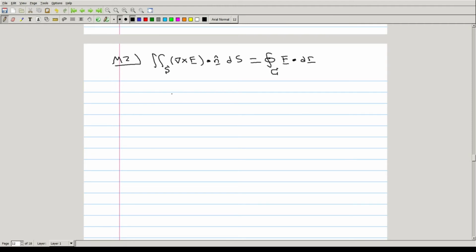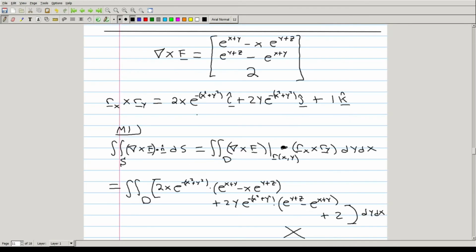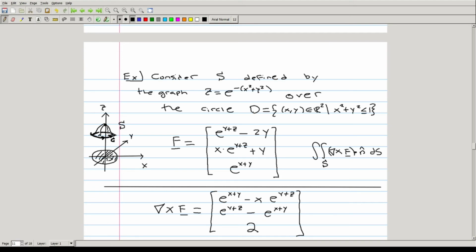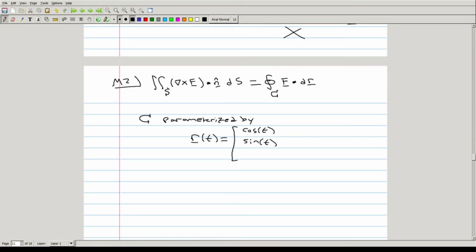Specifically, we know that this bounding curve, C, is parameterized by R of t equal to cosine t for the x-coordinate in the curve, sine of t for the y-coordinate in the curve, and the constant value, the height. When x squared plus y squared equals 1, z is going to be equal to e to the negative 1, so it should be 1 over e. That's the height on the boundary. This is for t from 0 to 2 pi.